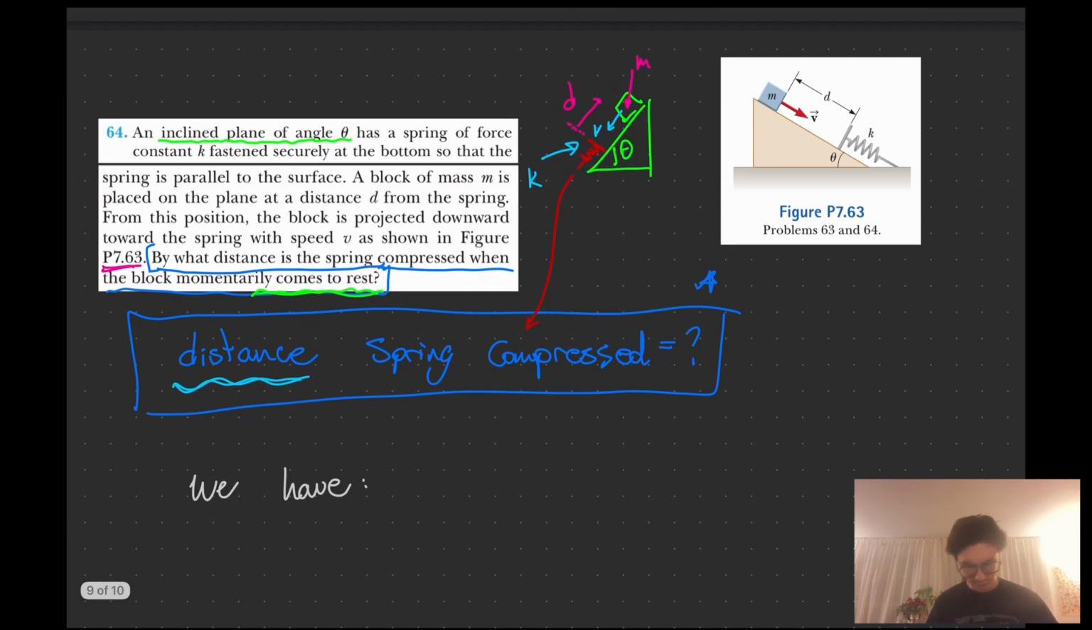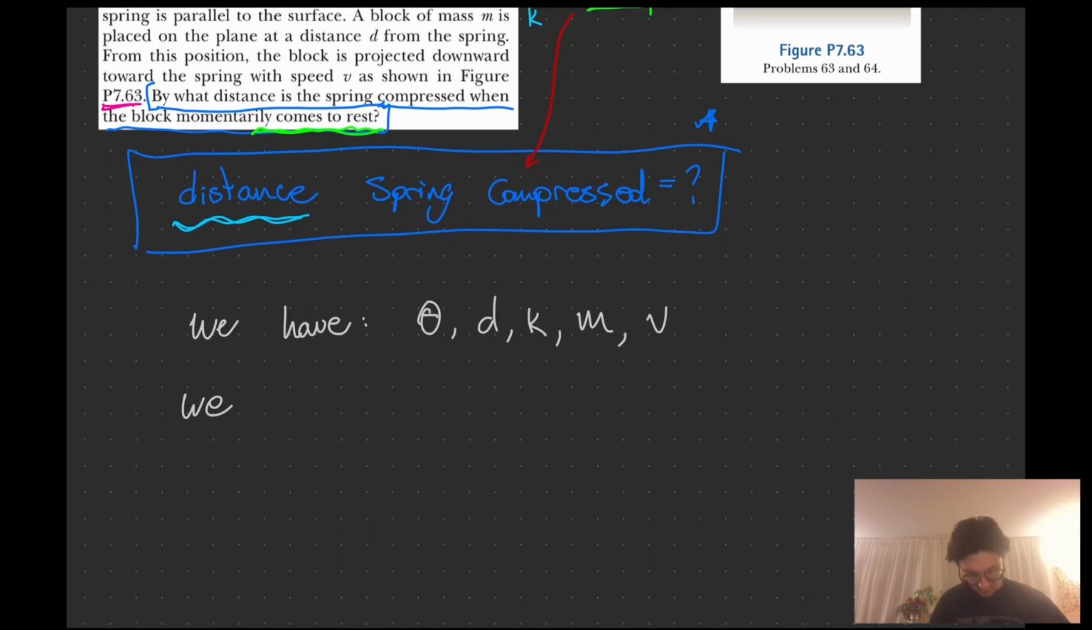We're given just symbols here, but we are given theta. We are given the distance there. We're given k. We're given the mass of the block, and v. We're given v. And we need distance.